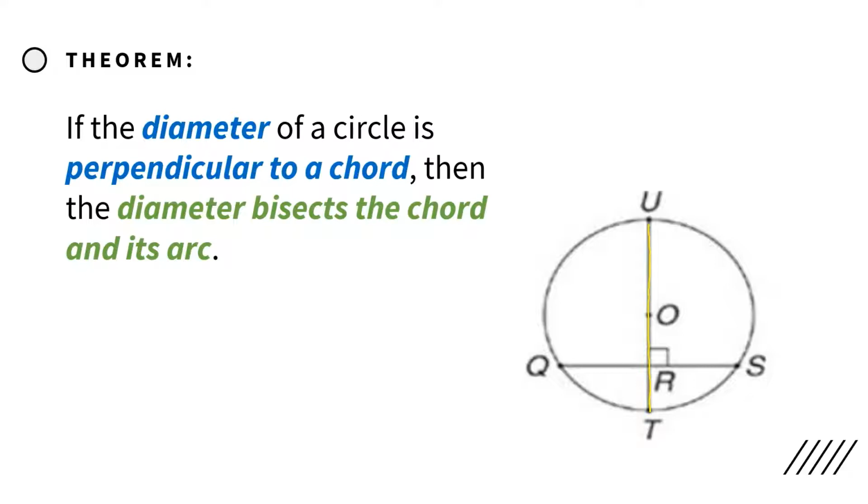We have the chord QS. Because the diameter is perpendicular to the chord, it means that the chord is bisected into two equal parts. It also tells us that this arc is bisected into two equal arcs.